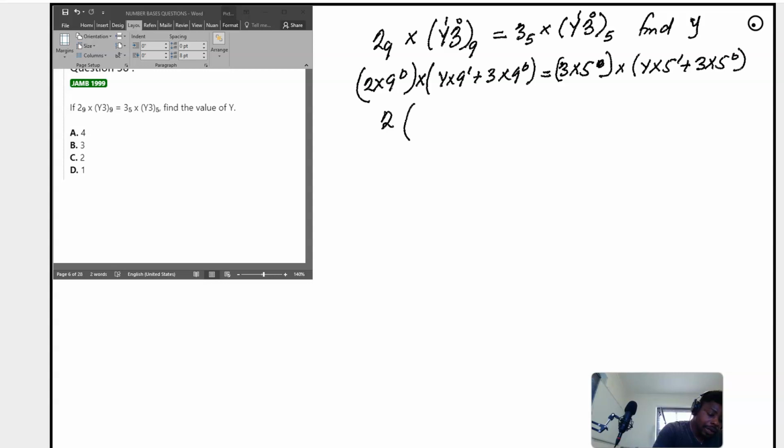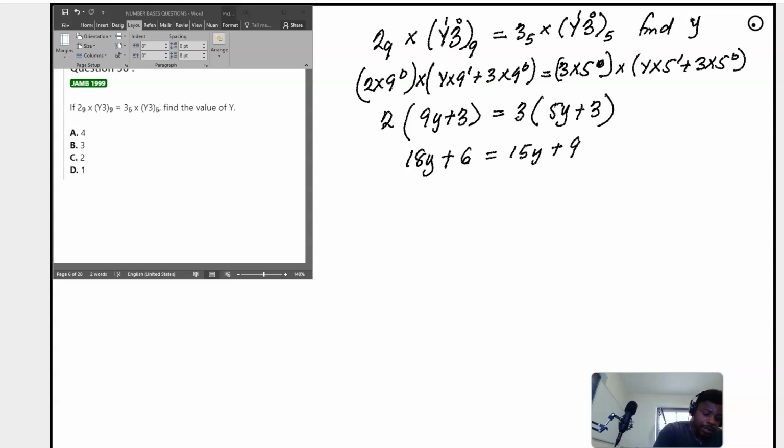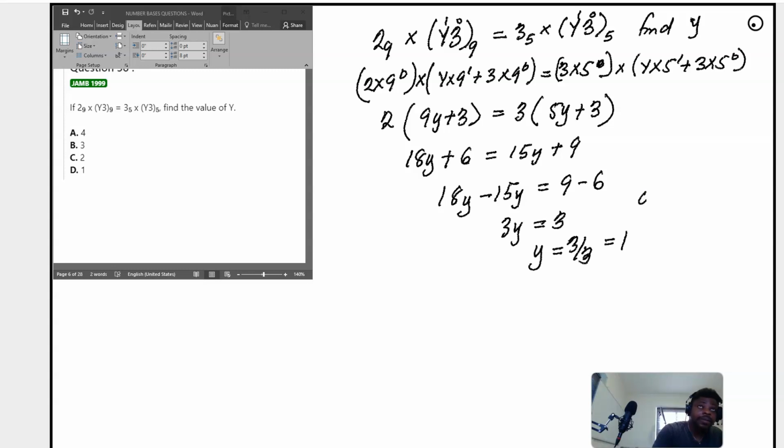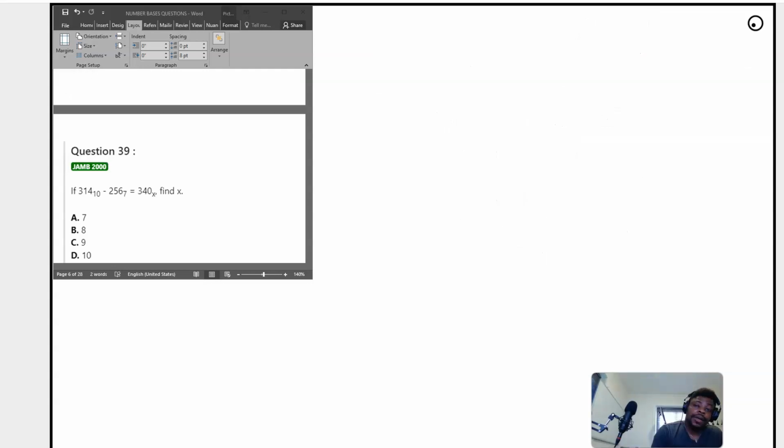So this is 2 bracket, this is 9y plus 3. This is 3 bracket 5y plus 3. Let's open the bracket. 18y plus 6, 15y plus 9. Let's take all the y's on the side. 18 minus 15y. This is 9 minus 6. 3y is equals to 3. That means y is 3 divided by 3, which is 1. So option D. Easy. Now next question here.